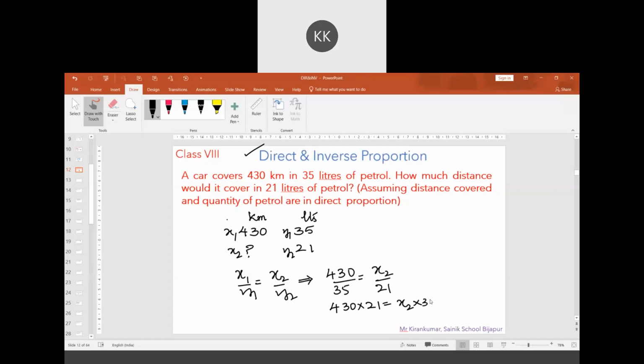x2 times 35 is like the product of means. So x2 we can find out. This will be 430 into 21 divided by 35. Somebody has calculated: 258.